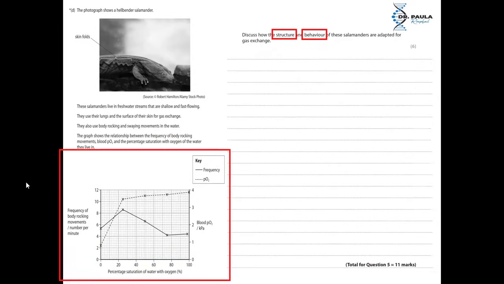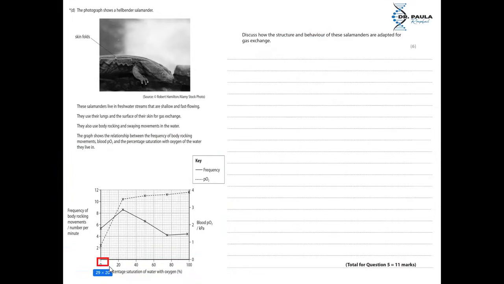So let's see together how we can read the graph. At first, you can see here at the beginning, when the percentage saturation of water with oxygen is low, the rocking movement is increasing, so you can expect that they're trying to increase the movement of the water by stirring and mixing the water. This allows the water to gain more oxygen from the air.